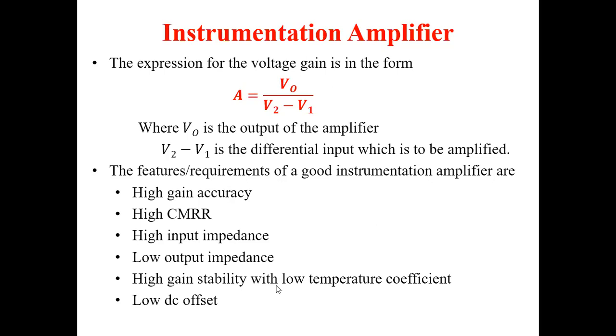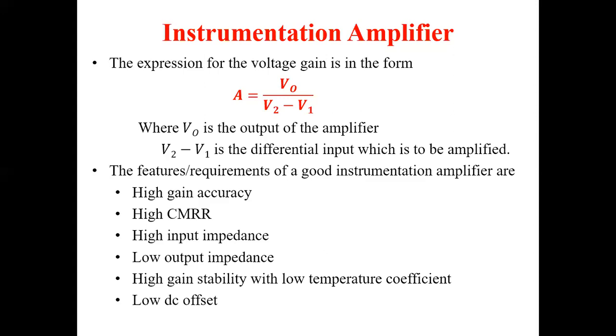What is meant by offset? Offset implies that whenever there is no input, the output should also be zero. But in practical cases, even though we are not giving any input, the output will show some certain value, which is very, very small. So that means at the output side, we have some value without giving any input. And that value has to be made zero.